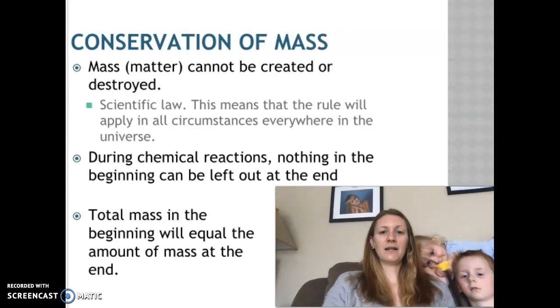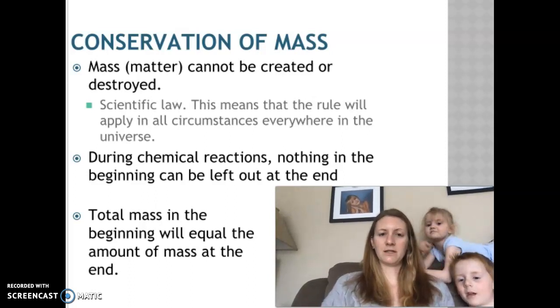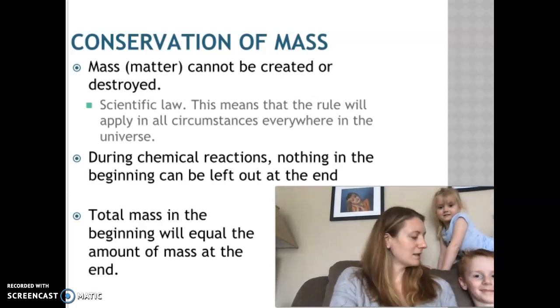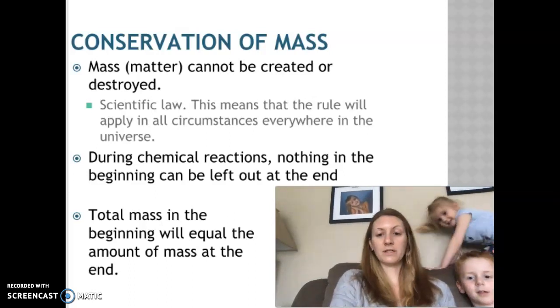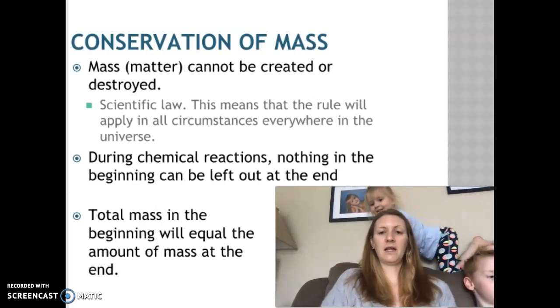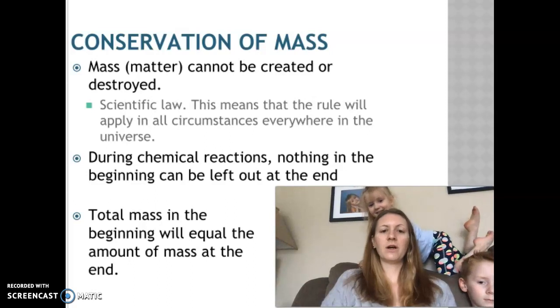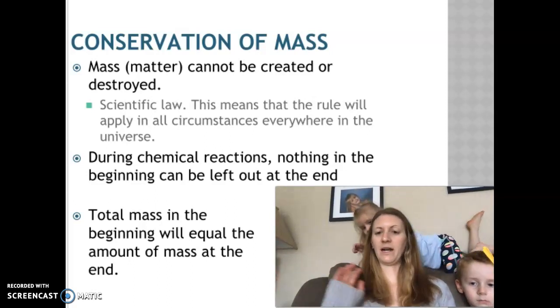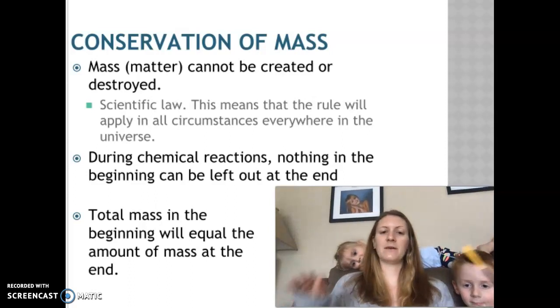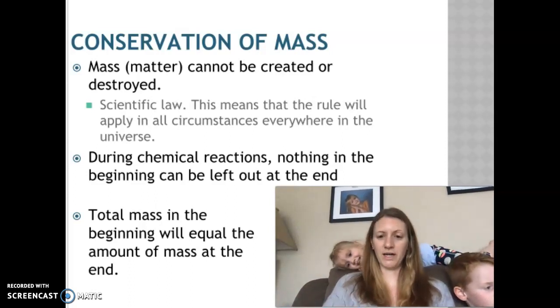So, the conservation of mass is also known as the conservation of matter. You can, for these purposes, use those two words interchangeably. What that means is that mass cannot be created or destroyed. This is a scientific law, which means that this concept will hold true no matter where in the universe you are, right? I can be on Mars, I can be in Pluto, I could be outside of this solar system. Mass cannot be created or destroyed.